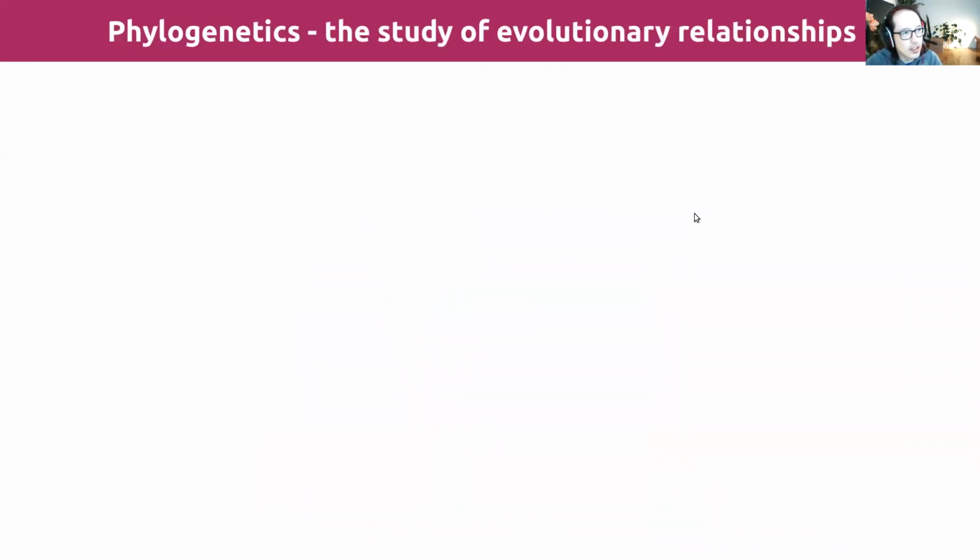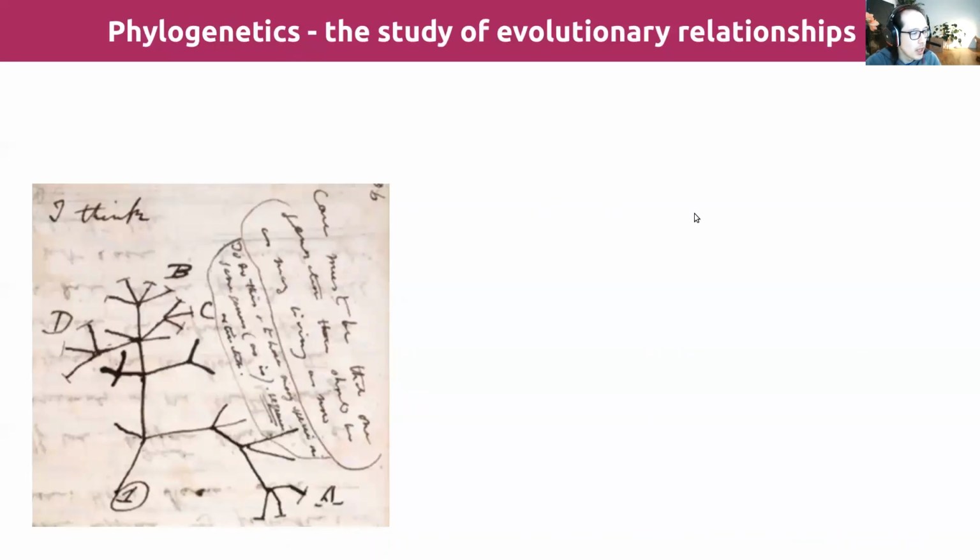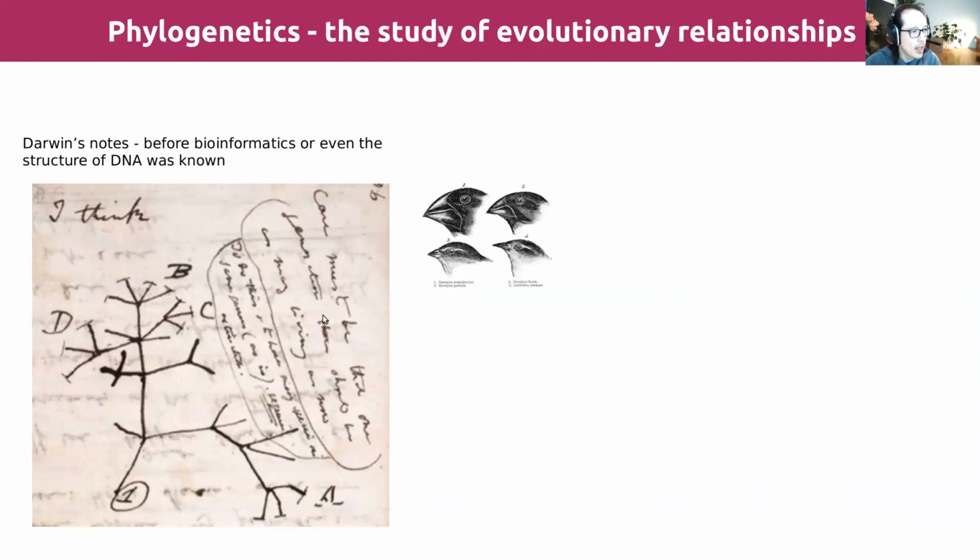So phylogenetics is the study of evolutionary relationships. And we have here an example of this with Charles Darwin's notes. And you can see he was, back in that time, thinking about these relationships. And this, of course, is striking because this was before bioinformatics existed and before the structure of DNA was known. And he was able to deduce these relationships based on morphological characteristics, like the shape of beaks of these finches.